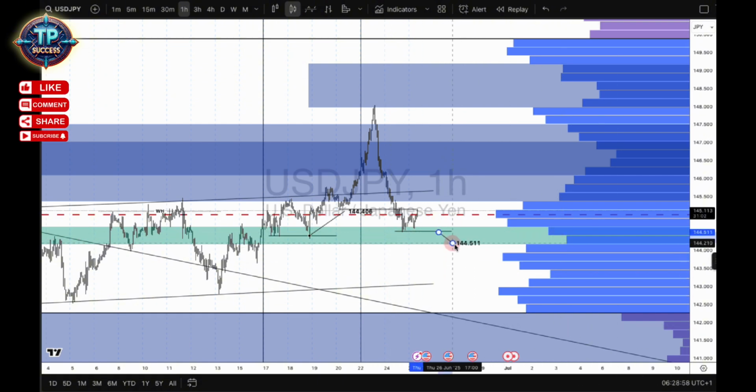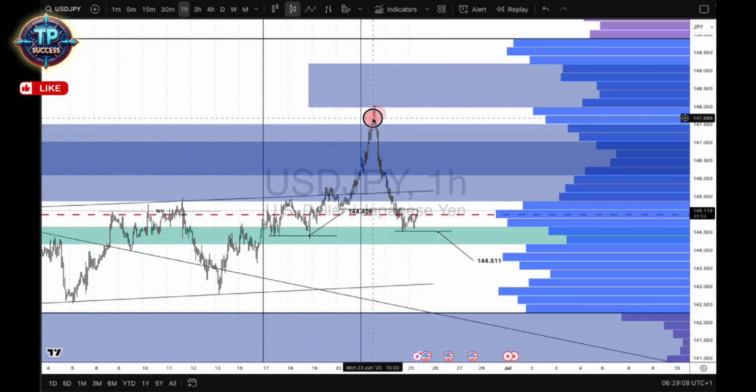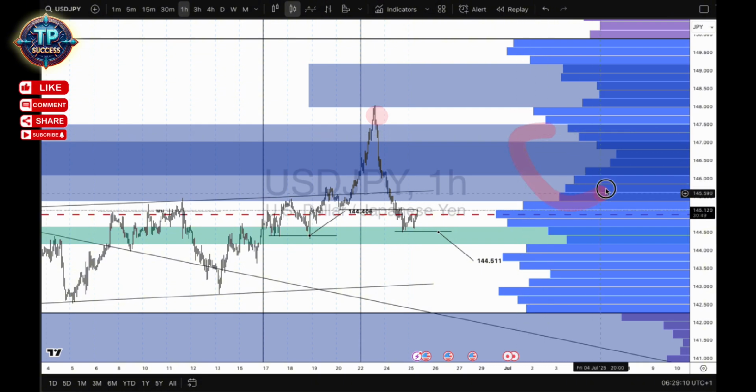Now bearing in mind, just like with anything in the market, nothing is guaranteed, right? Case in point is this over here. We had price close above this low value node area, and then it tapped into another low value node area and then came all the way down. So you've got to be mindful of all the other additional low value nodes that could actually mess up your party.